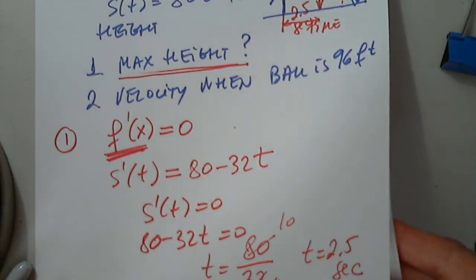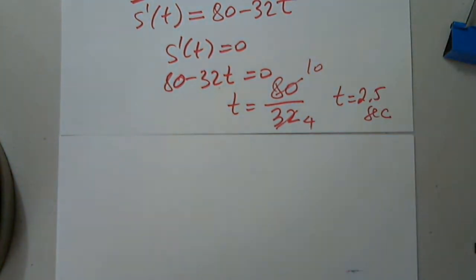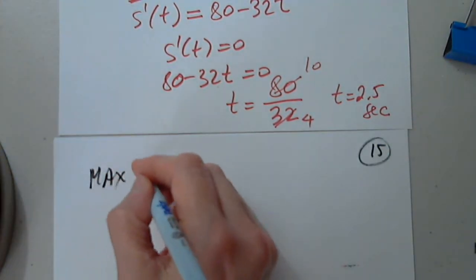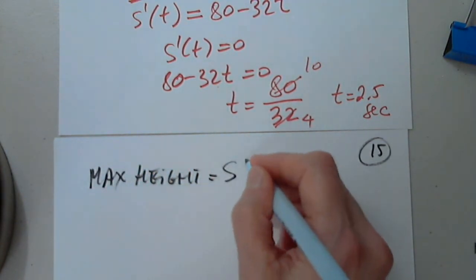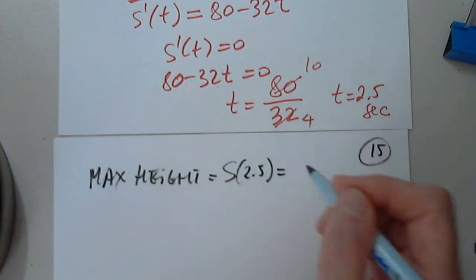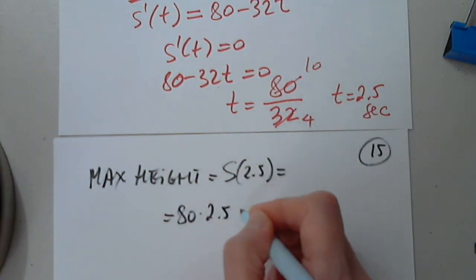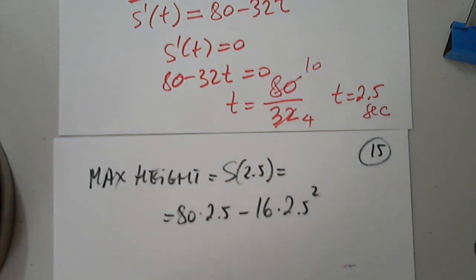S of t. Very good. S of 2.5. Awesome. Thank you very much. So all I have to do, I'll say the maximum height is s of 2.5, and that will be 80 times 2.5 minus 16 times 2.5 squared. I don't know what that is. I'm sharing my screen.